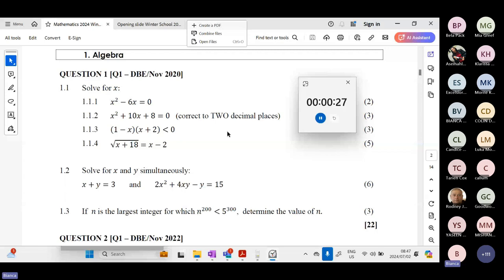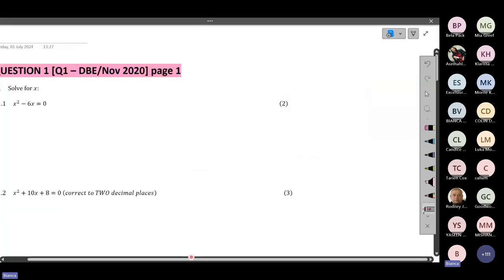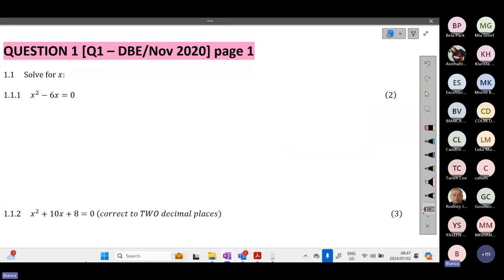Okay, 25 seconds. If you're done, look at 1.1.4. Keep going. We're going to be doing this whole question. Okay, those are your 8 minutes. If you're not done, it's okay, but we do need to work through these. So let's have a look quickly. Just zoom in here so it's a bit better.